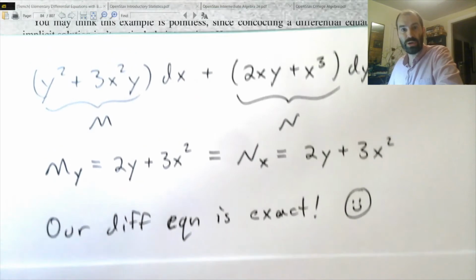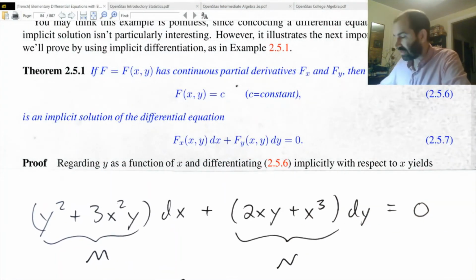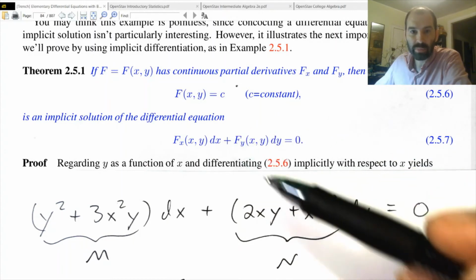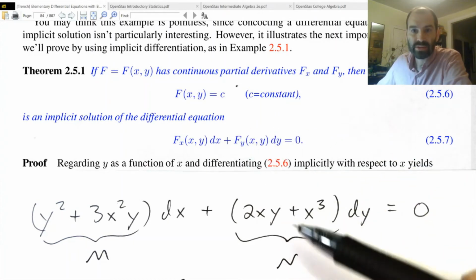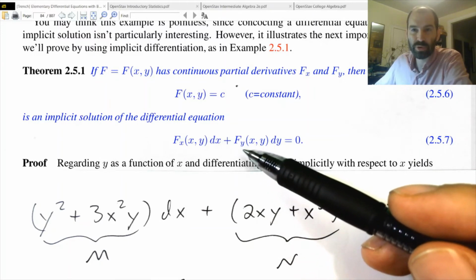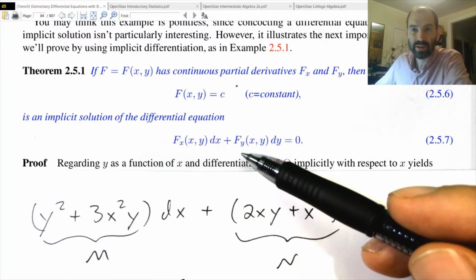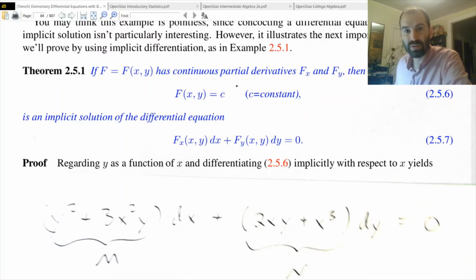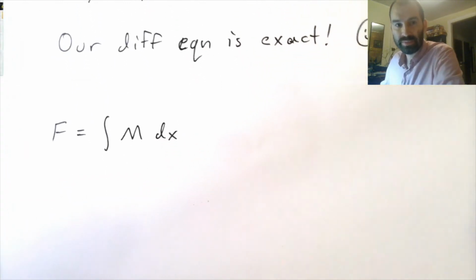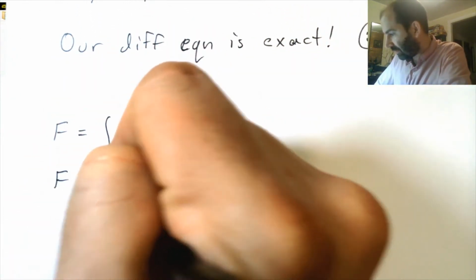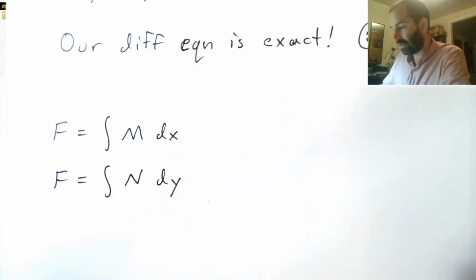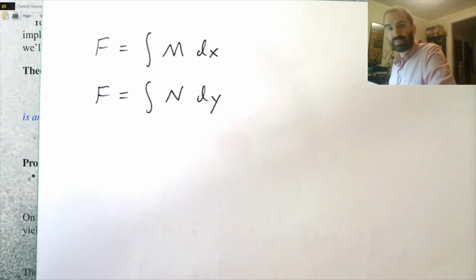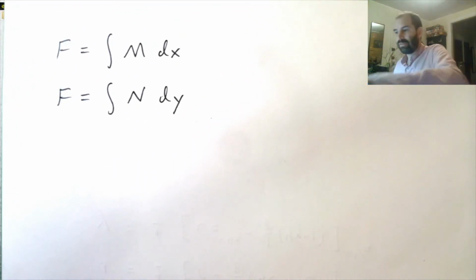Okay, but that's not the only thing we know. Look at the other side. This is f_y, but what's that? That's N, right? So N is supposed to be the derivative of f with respect to y, right? So that means that f is the antiderivative of N with respect to y. So at the same time, f is the antiderivative of N with respect to y. Okay, so these are what we have to work with.